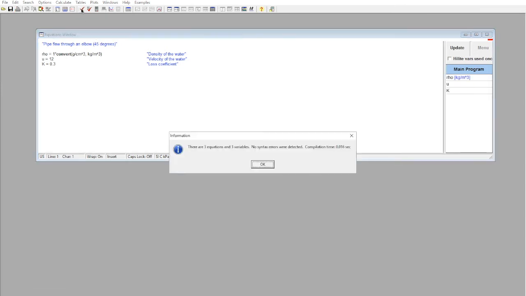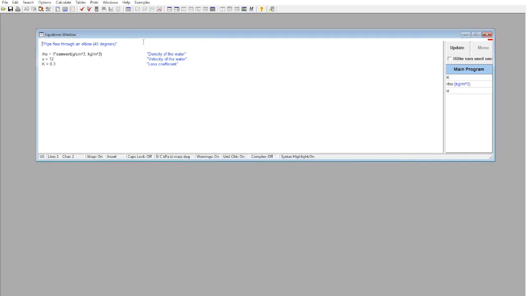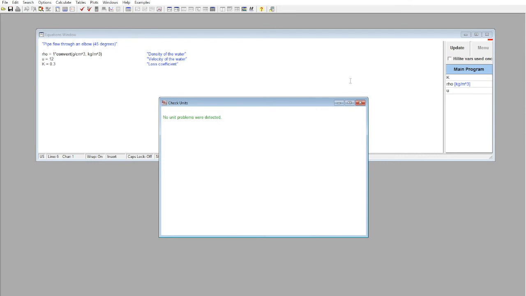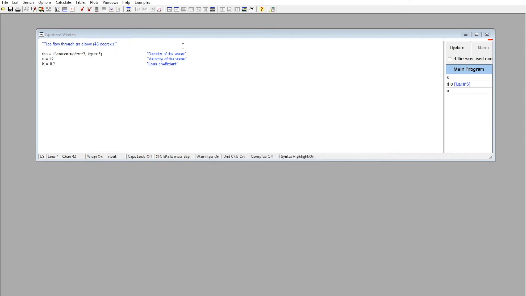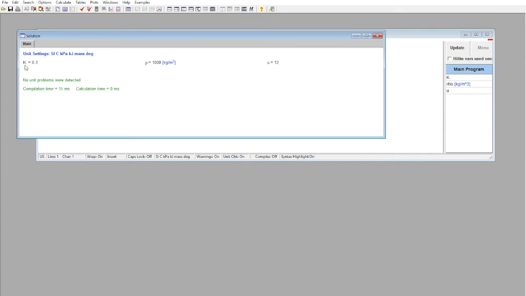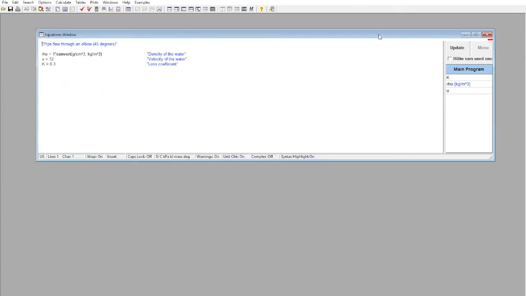And I'm going to do a check. Okay, I've got 3 equations and 3 variables. I'm going to check my units. No unit problems detected. And so I'm in pretty good shape, all right? So I could solve this. Oh, and I haven't done anything yet. Yeah, okay, because I've just entered my known constants, so let's get rid of that.